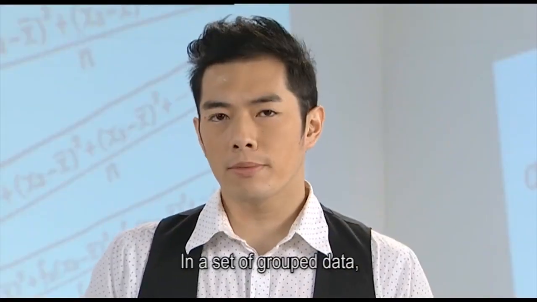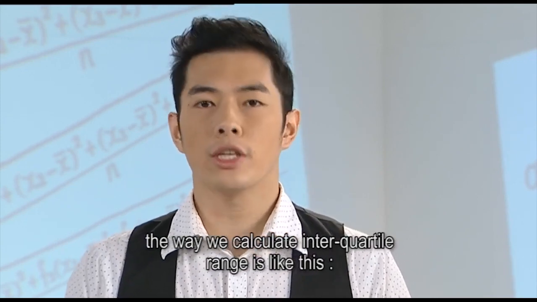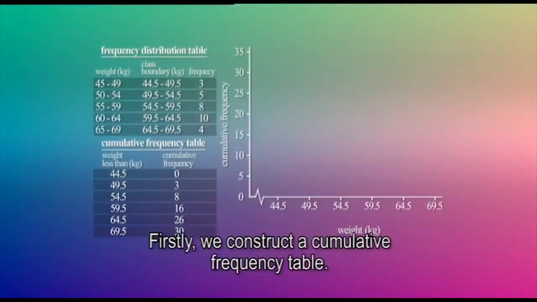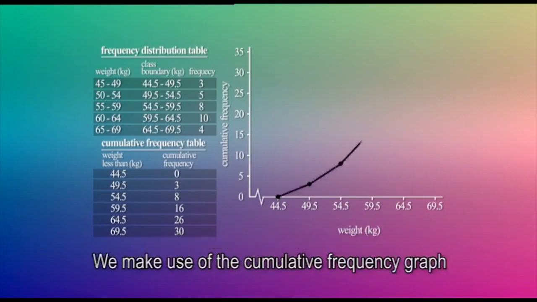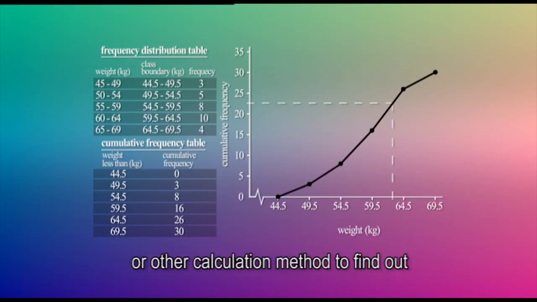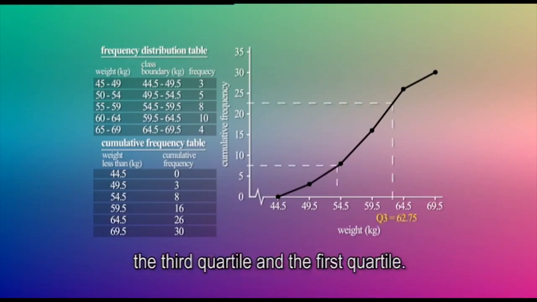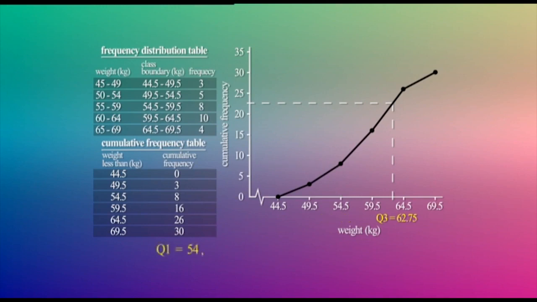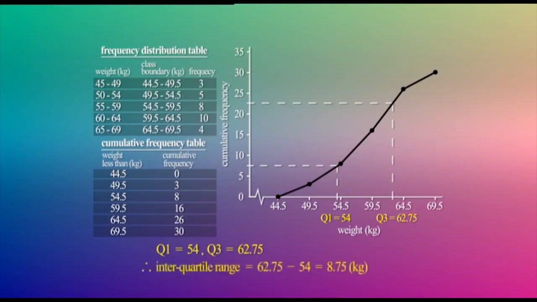In a set of grouped data, the way we calculate the interquartile range is like this. Firstly, we construct a cumulative frequency table. We make use of the cumulative frequency graph or another calculation method to find the third quartile and the first quartile. The first quartile, Q1, is 54. The third quartile, Q3, is 62.75. The interquartile range of body weight is 8.75 kg.